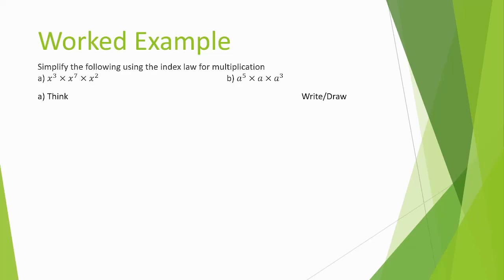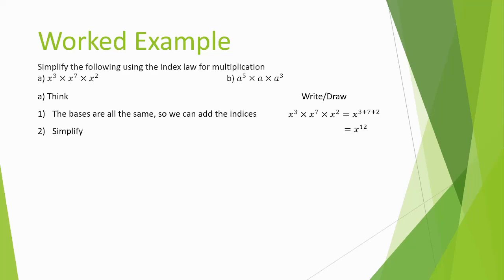So first off, I look at all the bases and all the bases are the same, so we can add the indices. So you can see there I've rewritten the question, x to the power of 3 times x to the power of 7 times x to the power of 2, and then I've written equals x to the power of 3 plus 7 plus 2 because I've added up those indices. And then I simplify this by adding those indices together. 3 plus 7 plus 2 is 12. And I rewrite it as equals x to the power of 12.